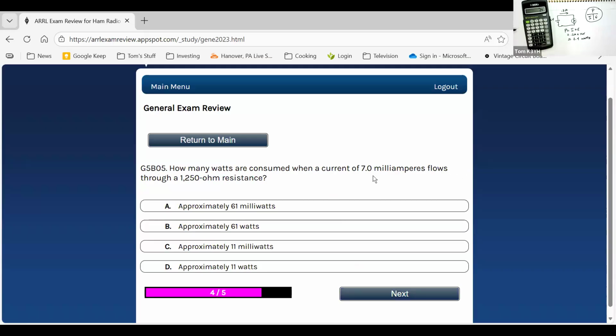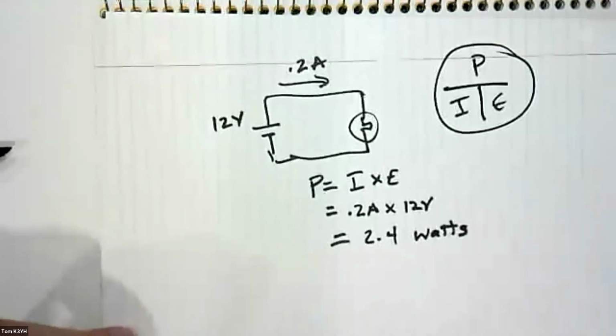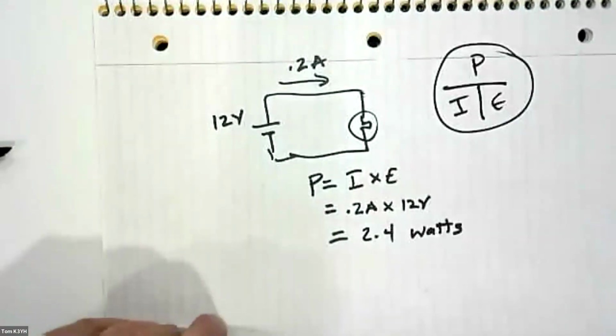How many watts are consumed when a current of 7 milliamperes, and here's a conversion you're going to have to do. There's a couple like this, where you've got to convert milliamps to amps or kiloohms to ohms. So I've got a current of 7 milliamperes and a resistance of 1250 ohms. Let's go back to the pad and see what that's going to look like.